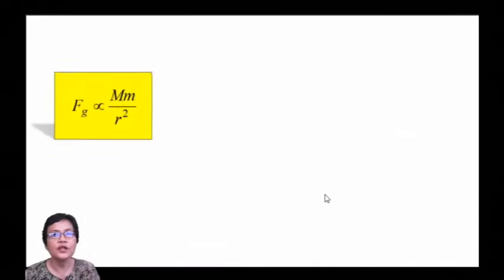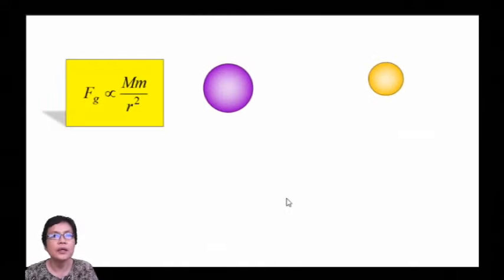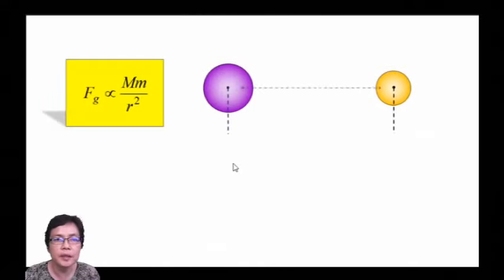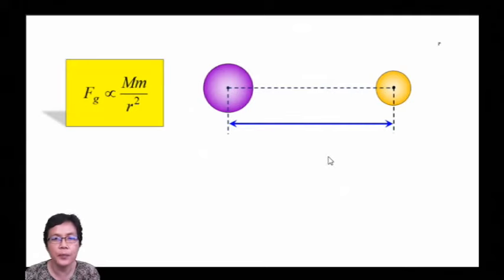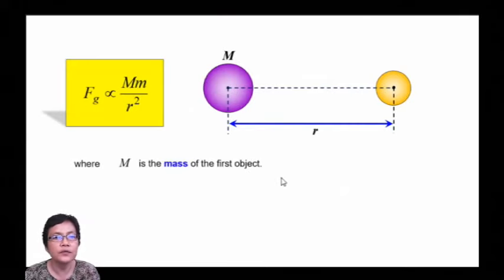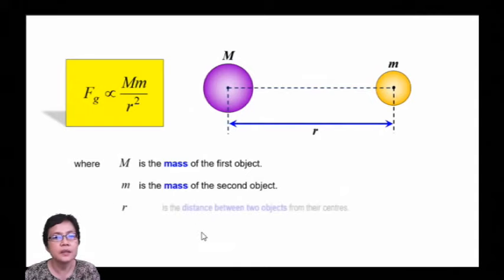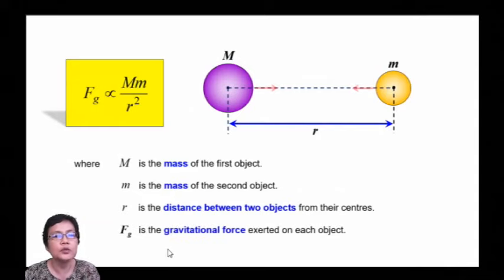Let us illustrate Newton's law of gravitation. Here we have two objects separated at a distance r apart, where capital M is the mass of the first object, small letter m is the mass of the second object. Meanwhile, r is the distance between the two objects from the centers, and lastly, F subscript g is the gravitational force exerted on each object.